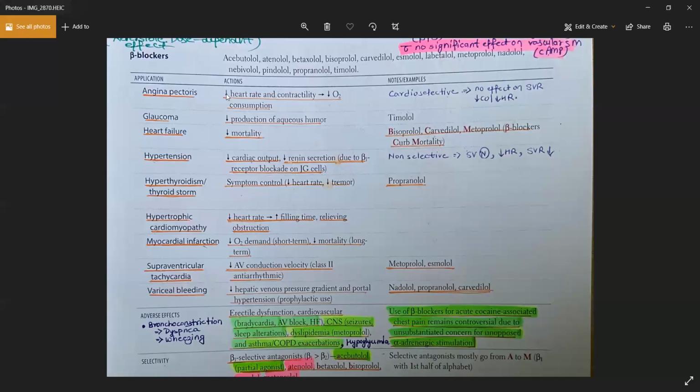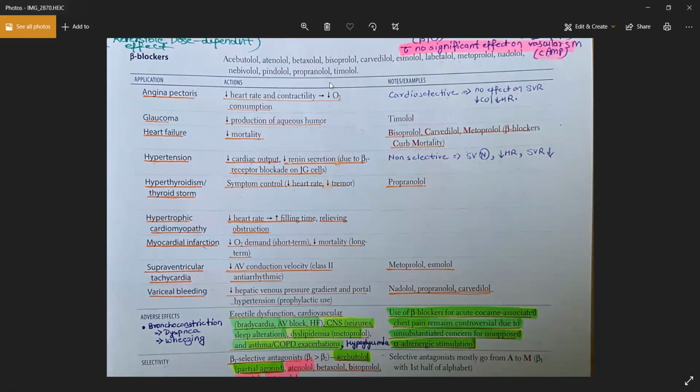So the first application is angina pectoris, because in this case you need to reduce the workload of the heart, so you will always use these agents. What actions do they do in the heart? They will decrease the heart rate by the beta 1 action, and they will decrease the contractility, and ultimately they will decrease the oxygen consumption.